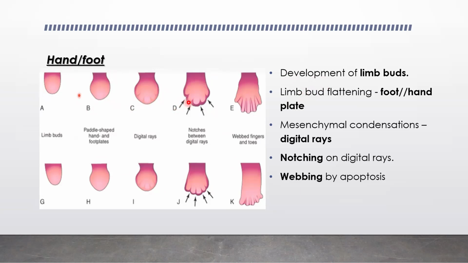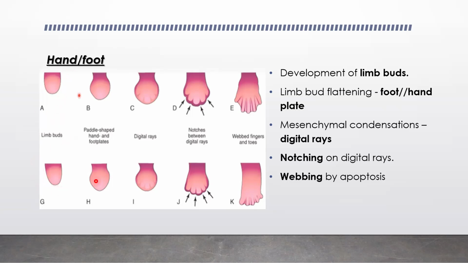So they continue to elongate, but now after you have differentiation of the zygopod, the stylopod, the autopod will now come and form the hand and the foot. So we'll have development of the limb buds. For example, this A is for the upper limb bud, G is for the lower limb bud.